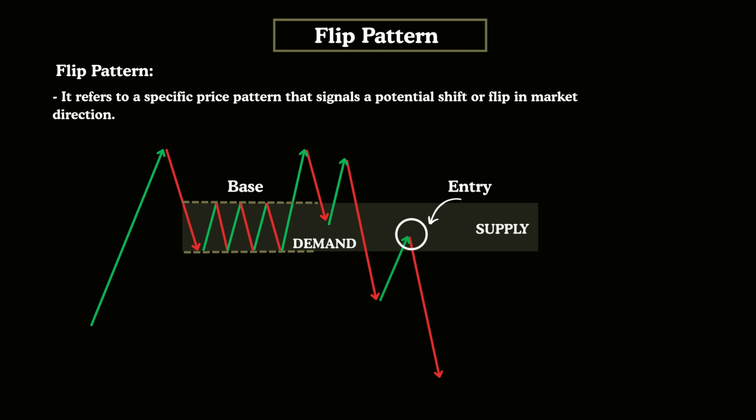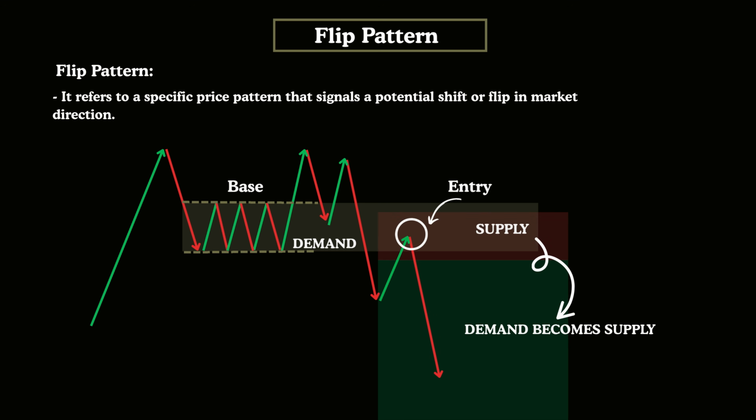2. Supply to demand flip, the reversed concept. In this case, a supply zone is broken to the upside due to strong buying pressure. The zone's role flips to become a demand zone. On the retracement, this new demand zone becomes an area of interest to look for long entries, aligning with continued bullish momentum. It's important to understand that not every break of a zone qualifies as a true flip pattern.